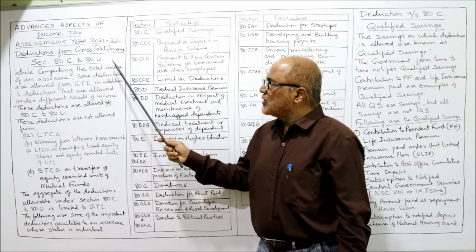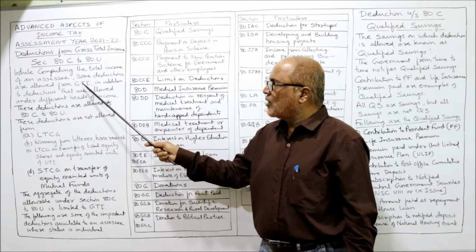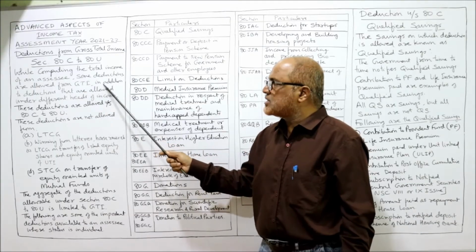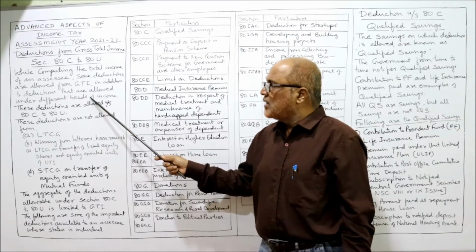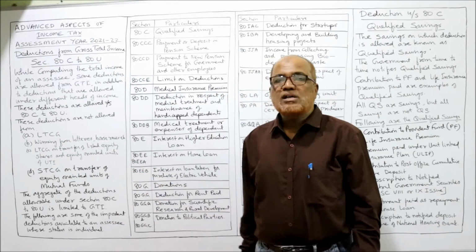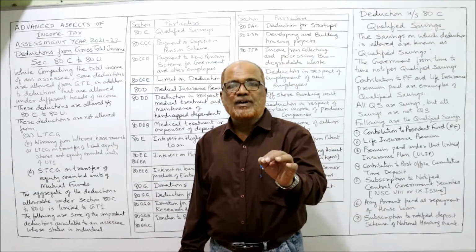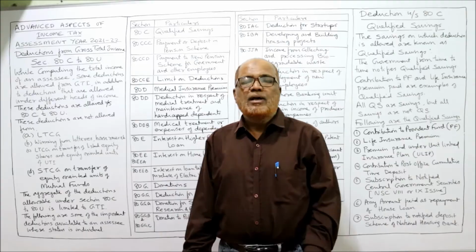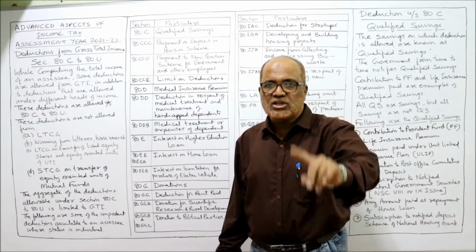So while computing the total income of an assessee, some deductions are allowed from GTI in addition to deductions that are allowed under different heads. These deductions, 80C to 80U, are allowed, but specifically there are 4 items you have to remember, from which deductions will not be allowed.